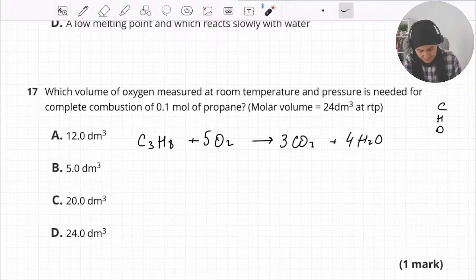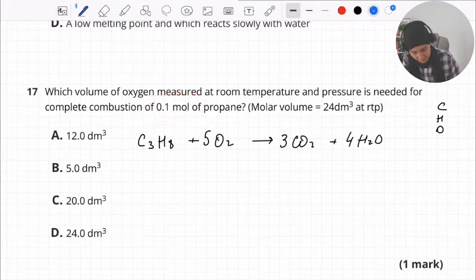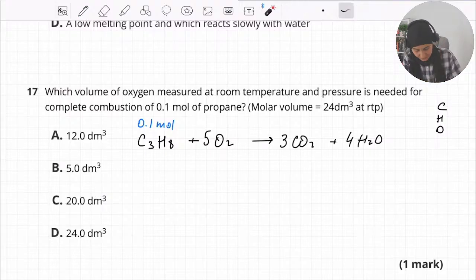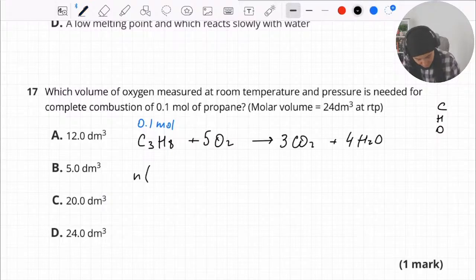Then which volume of oxygen, measured under room temperature and pressure, is needed for complete combustion? So we know that the moles of propane is 0.1. And since the equation is balanced, I can find the moles of oxygen that reacted. So the ratio is 1 to 5. We're looking at the coefficients, right? So 1 in front of C3H8, 5 in front of O2. So moles of oxygen would be 0.1 times 5.